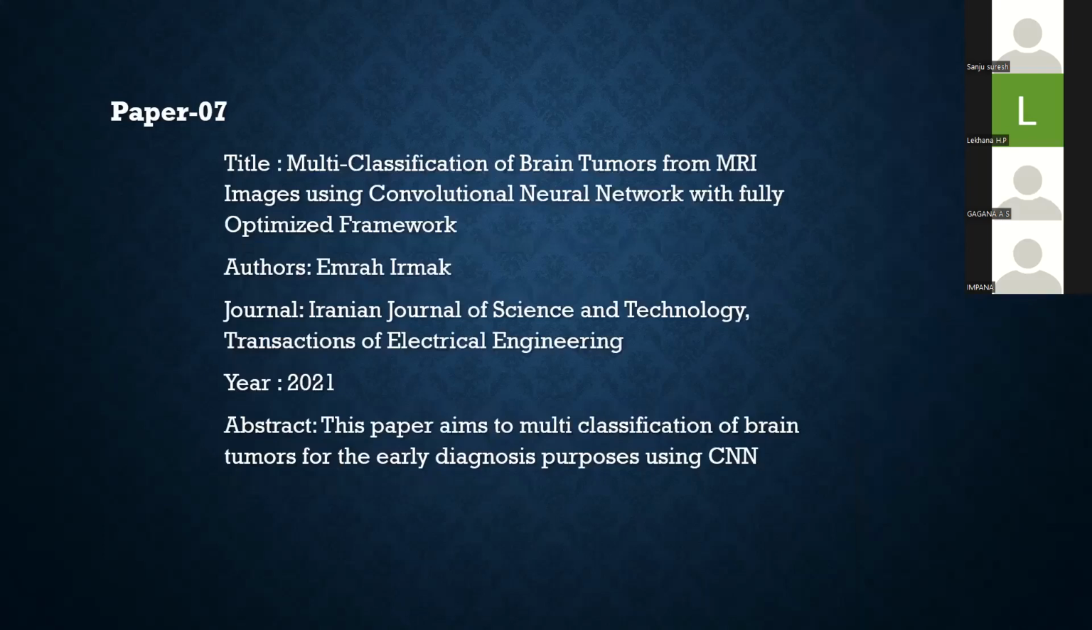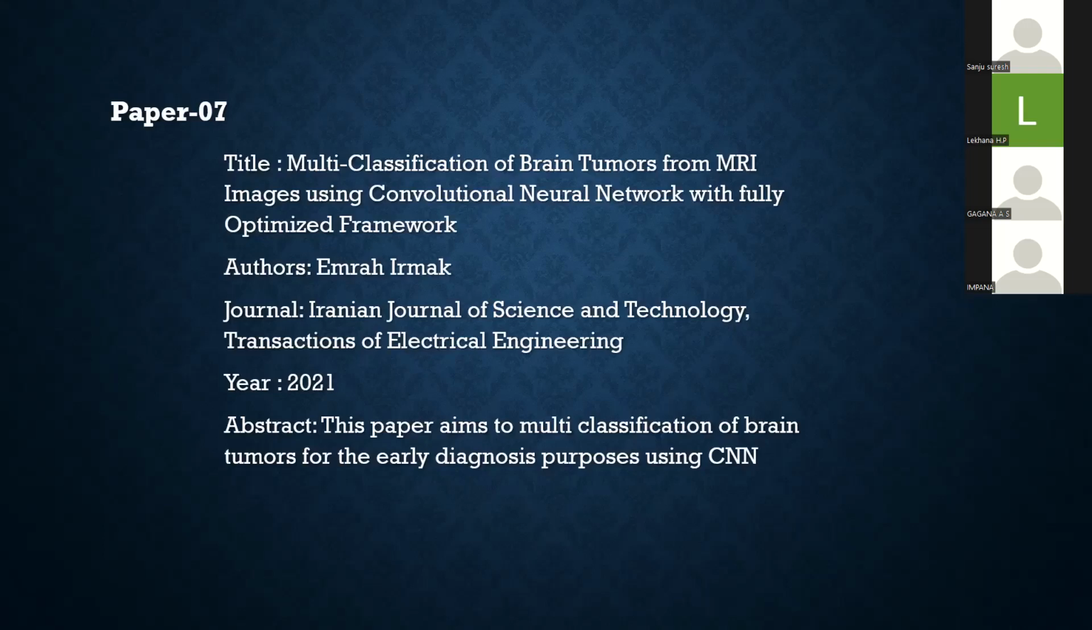Myself, Gagana. Paper title: Multi-classification of brain tumor from MRI image using convolution neural network with fully optimized framework. It was published in the year 2021. In this paper, brain tumors are classified into two types: malignant brain tumor and benign brain tumor. Benign brain tumors are usually tumors that develop inside the skull but outside the brain tissue. Malignant tumors are abnormal cells that reproduce in an uncontrolled and irregular manner.